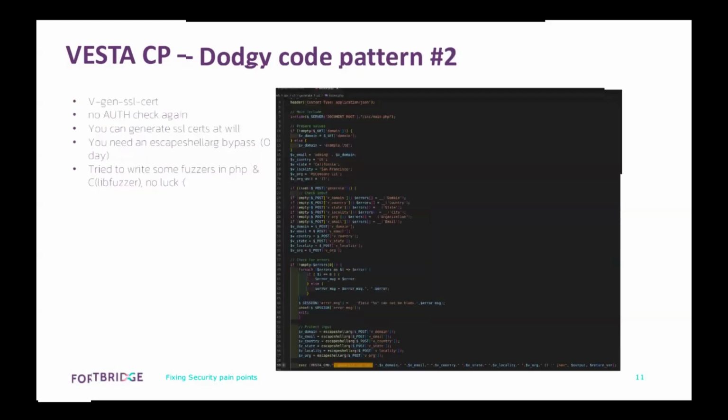So now let's look at the second dodgy code pattern that I noticed. Now this is in a script called gen SSL cert. As you can imagine, this is used to generate TLS certificates from the server, right? Because when you have a panel like this, you're managing multiple domains. And one of the things that you want to do is to be able to generate TLS certificates for these websites, right? Again, there's no explicit authentication check at the top. So basically, I was able to call this script at will, unauthenticated. So I was able to generate as many TLS certificates as I wanted, and they were stored somewhere on the file system.